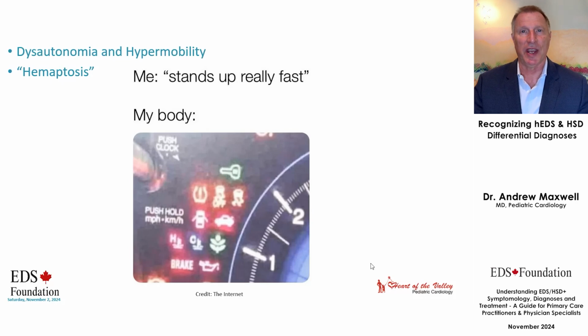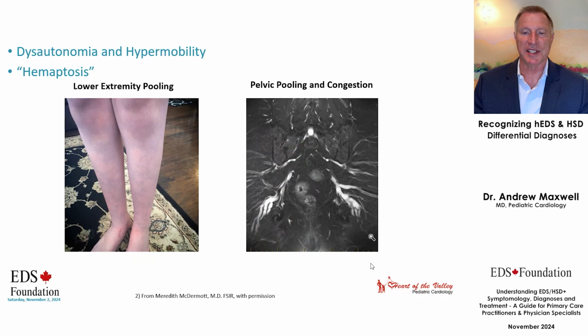This is at least how the patient describes what happens. But this is how you might see these patients when you look at their lower extremities. They often have engorgement of their lower extremities as blood pools downward. But now we understand that a lot of these patients are actually pooling blood in their pelvic region, creating what's called pelvic congestion syndrome.